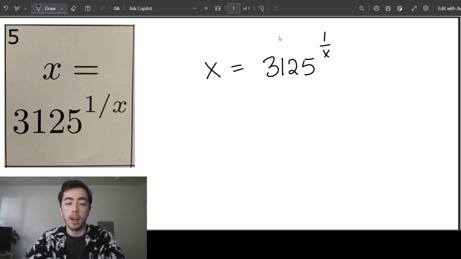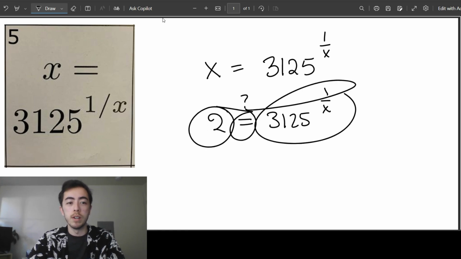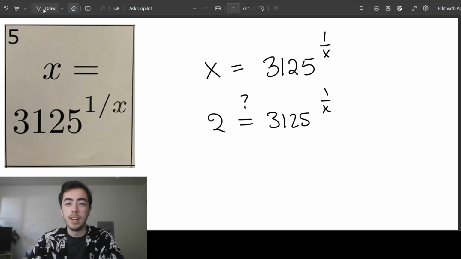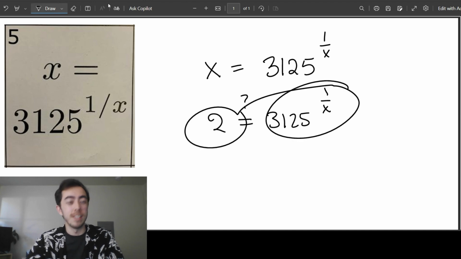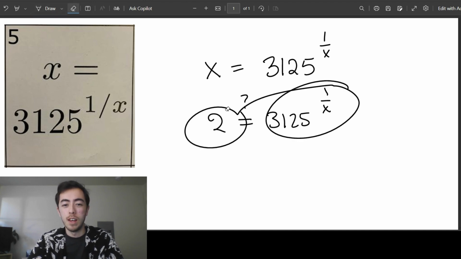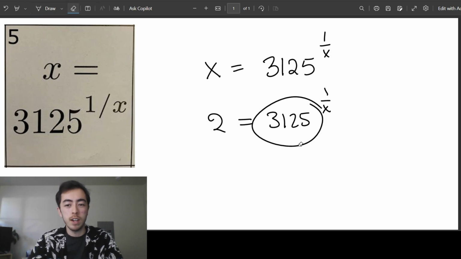At this point, we could do a little bit of guess and check. We could just try some whole numbers and see what happens. So we could plug in 2 and see if these things are equal to each other. And this equation is stating that 2 is equal to the square root of 3,125. And that's just not true because 2 is the square root of 4. Essentially, this number over here is way too big for it to even have a chance of being equal to 2.